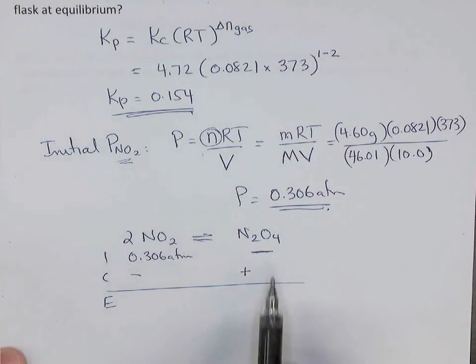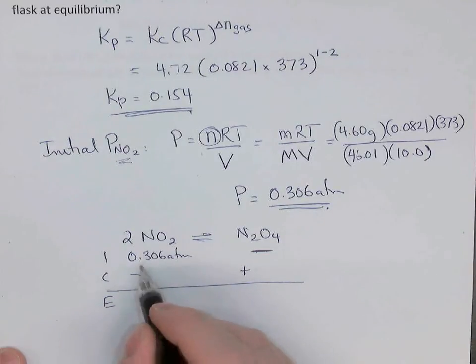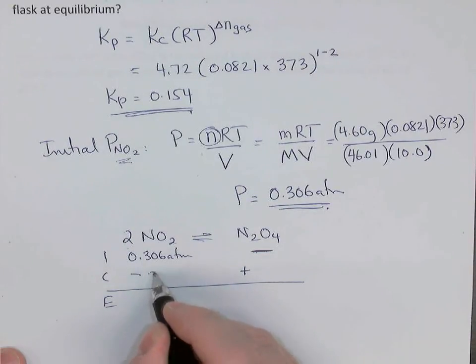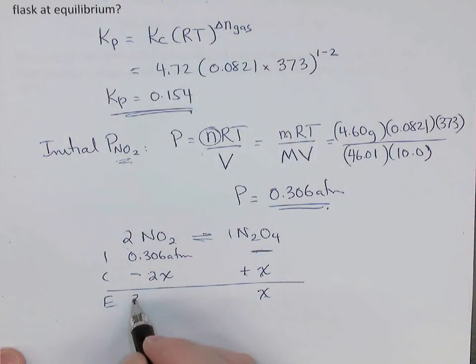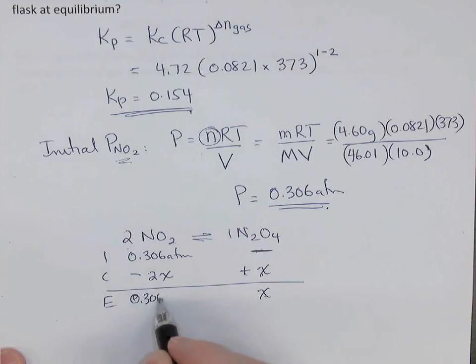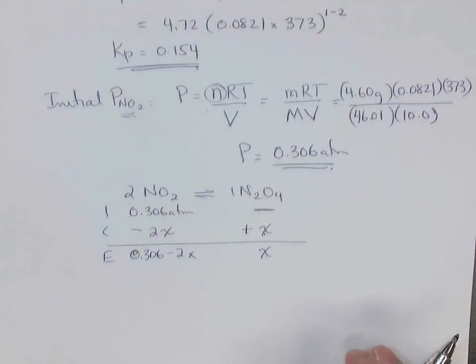Sometimes it's reversed. The substance that starts at 0 cannot decrease, so it has to increase. The coefficient of NO2 is a 2, so we'll say it loses 2x. The N2O4's coefficient is a 1, so the 2 to 1 ratio means it gains just x. At equilibrium, 0 plus x is x, and 0.306 minus 2x is the pressure of NO2 at equilibrium.